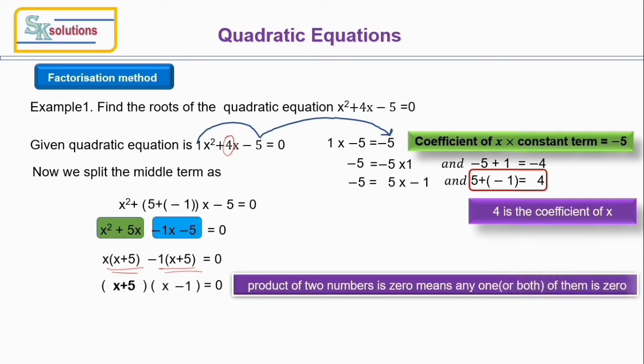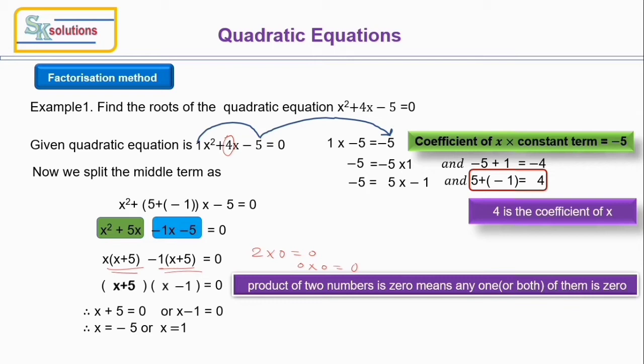Now you know the product of two numbers is 0. That means any one of them can be 0 or both numbers can be 0. You know this, isn't it? 2 multiplied by 0 is equal to 0, or 0 multiplied by 0 is equal to 0. So one of the numbers can be 0 or both can be 0. So let us assume the first bracket is 0, that is x + 5 = 0, and the second bracket is 0, x − 1 = 0. So if x + 5 = 0, we get x = −5, and if x − 1 = 0, we get x = +1.